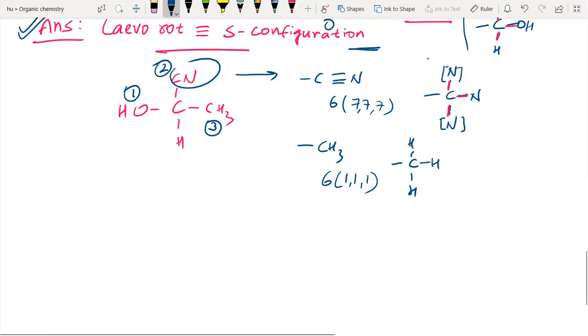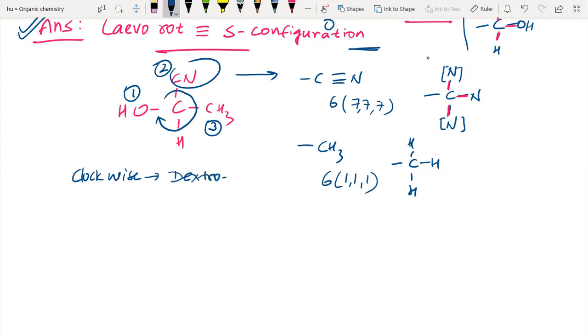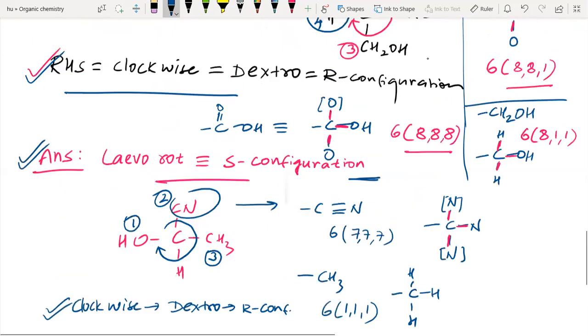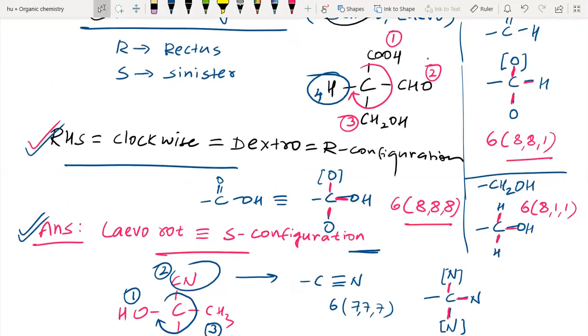Now we'll see the rotation. So rotation 1, 2, 3. See how this 1, 2, 3 moves. Again we are getting clockwise. When we get clockwise, as I said, clockwise means dextro and R configuration. So this time the answer will remain the same, it will not change. See what we did in the previous case. We were getting right side, but the final answer we gave was the reverse of that.